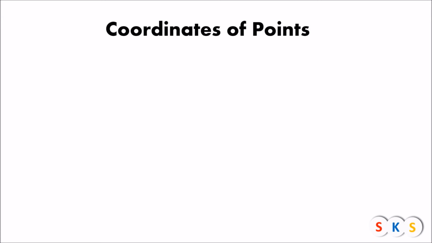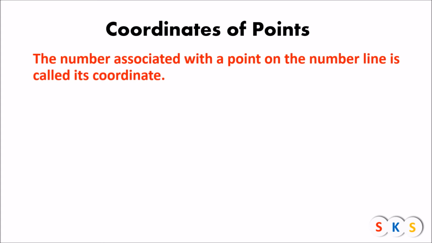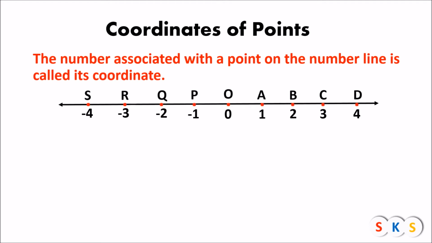Coordinates of points. What do you mean by coordinates of points? The number associated with a point on the number line is called its coordinate. Here we have a line. The coordinate of point A is, you can see on the number line, the number associated with point A is 1. So 1 is called the coordinate of point A. Therefore, the coordinate of point A is 1.